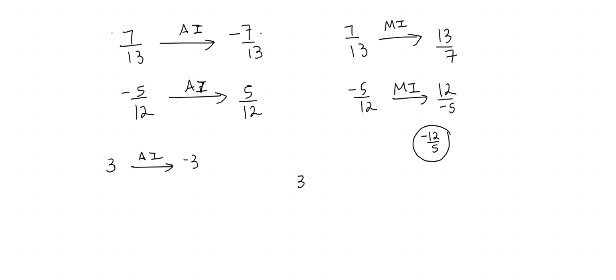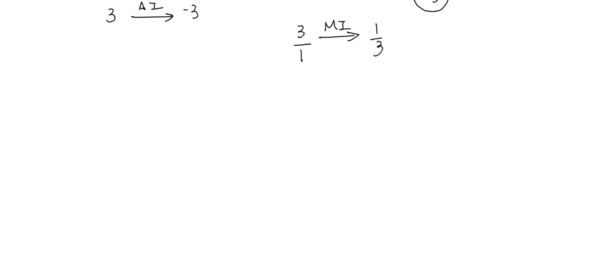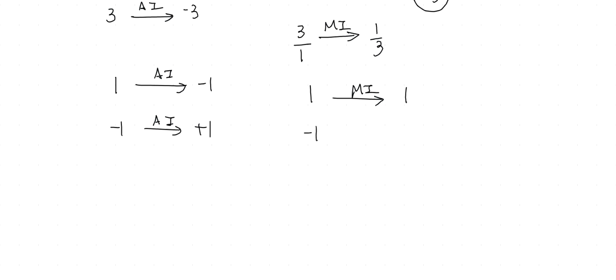For 3, in rational number terminology, we write it as 3 by 1. And its multiplicative inverse will be 1 by 3. With this, you also need to remember that the additive inverse of 1 will be minus 1. Additive inverse of minus 1 will be plus 1. What about the multiplicative inverses? Multiplicative inverse of 1 is 1 itself. And multiplicative inverse of minus 1 is minus 1 itself. So this you need to remember.